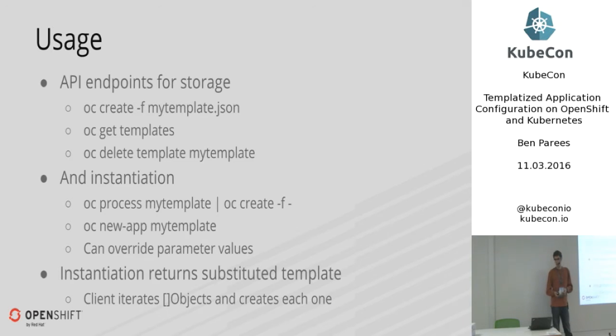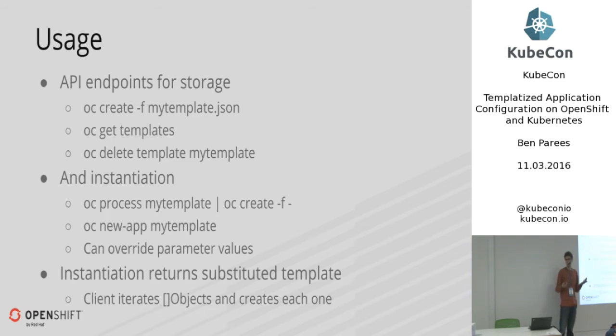So if you want to store the template in the system, and storing it in the system makes it available for other users to instantiate, they'll be able to actually see it in the UI, which I'll show you later, and they can just reference it from the command line. So if you want to make it available to other people, you can store it in the system through just a standard create command. If you want to see what templates are available, oc get templates, just like any other resource, and you can also delete them just like another resource.